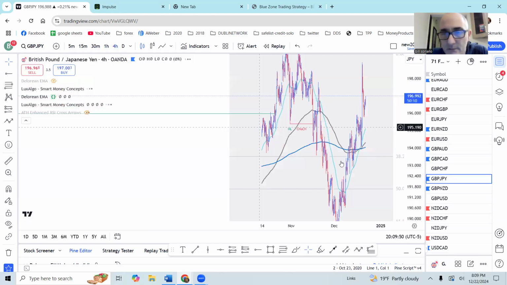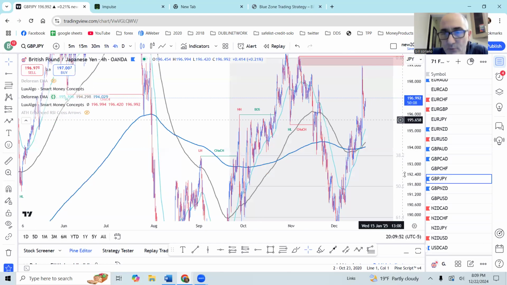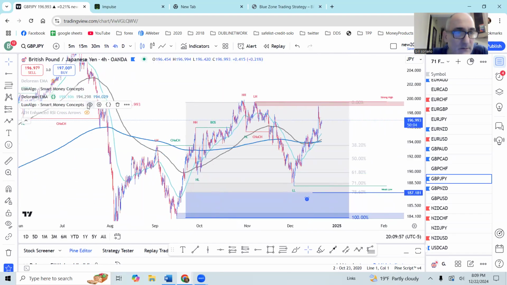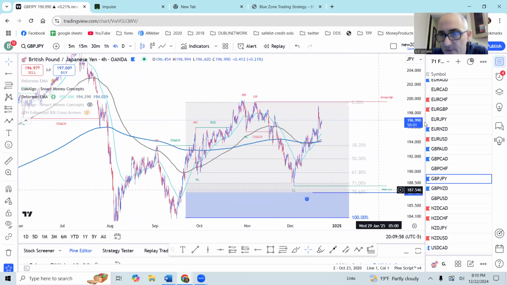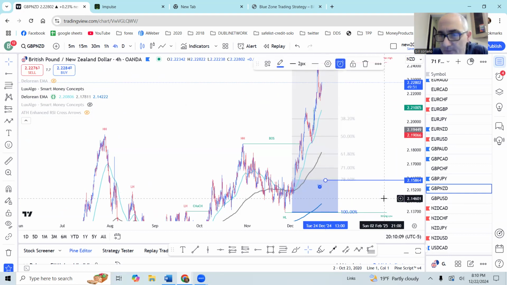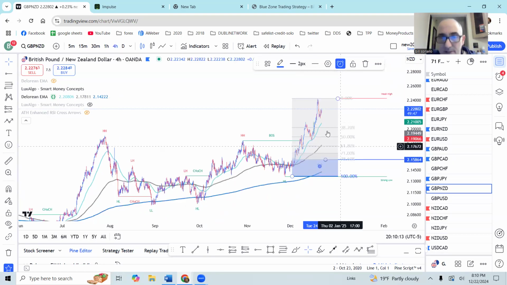GBP/JPY. This one is bullish, and let's just shut those order blocks off. Our alert is set at 187.181. GBP/NZD is bullish as well with an alert set at 2.15864. Now you can see how price has to make a pretty significant move down here for us to have an opportunity to take a trade, right?